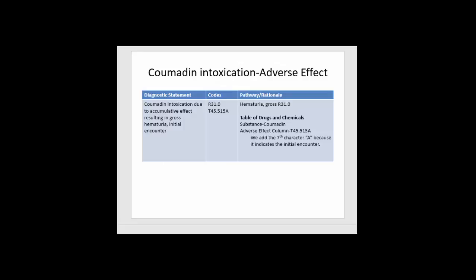Here's an example: Coumadin intoxication. Coumadin intoxication due to a cumulative effect resulting in gross hematuria, initial encounter. We're going to code the gross hematuria first. That's the nature of the adverse effect. And then by going to the table of drugs and chemicals and looking up Coumadin in the adverse effect column, we get T45.515, adding the 7th character A because this is an initial encounter.